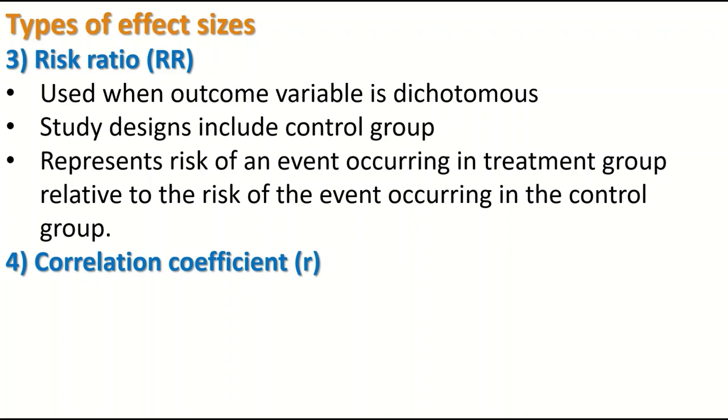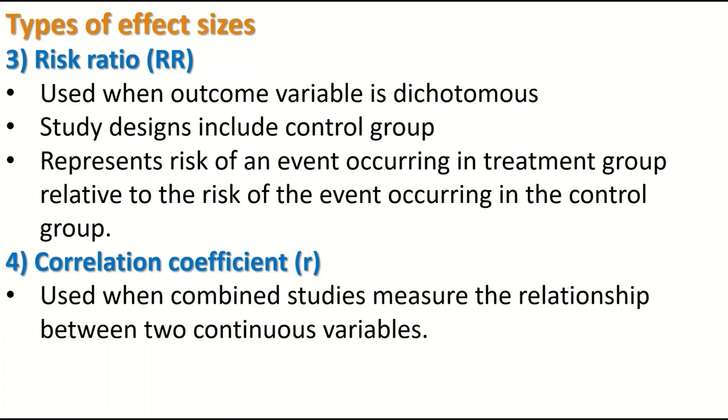And for a fourth type of effect size, which is the correlation coefficient based on Pearson correlation, it is used when the combined or multiple studies measure the relationship, the strength of the relationship and the direction of the relationship, whether it's positive or negative, between two continuous variables.